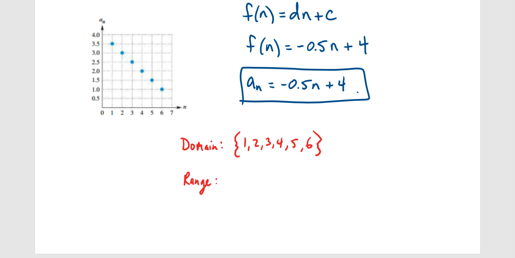the y values of the dots, and that's going to be from 1, 1.5, 2, 2.5, 3, and 3.5. Okay, so there's the domain and range. They're discrete points, meaning we can actually list them out.